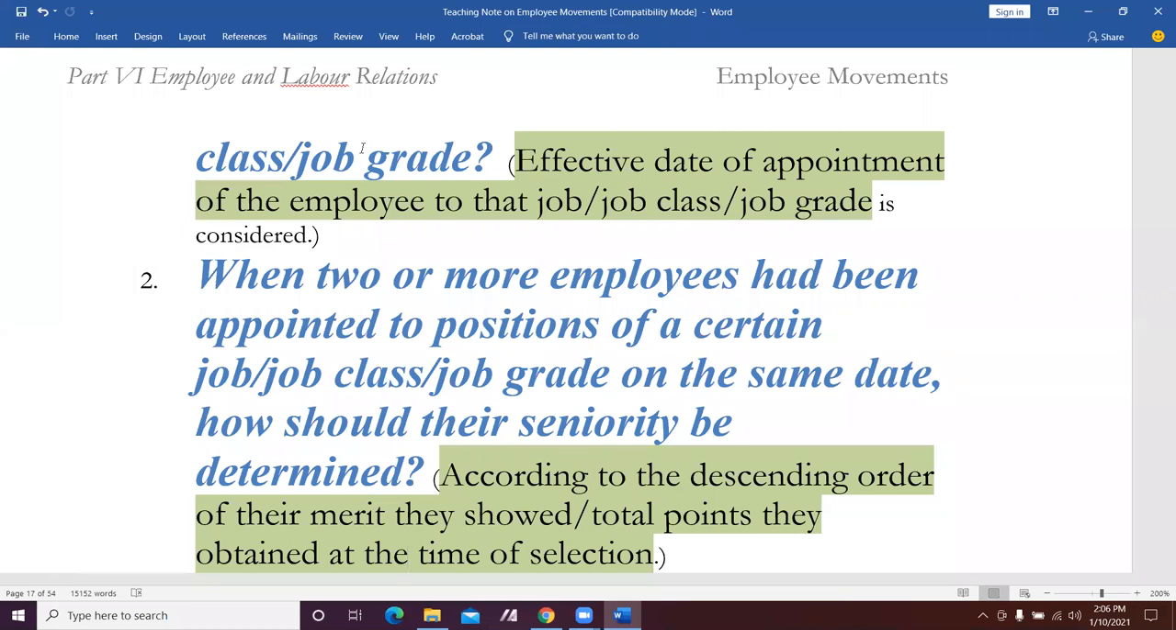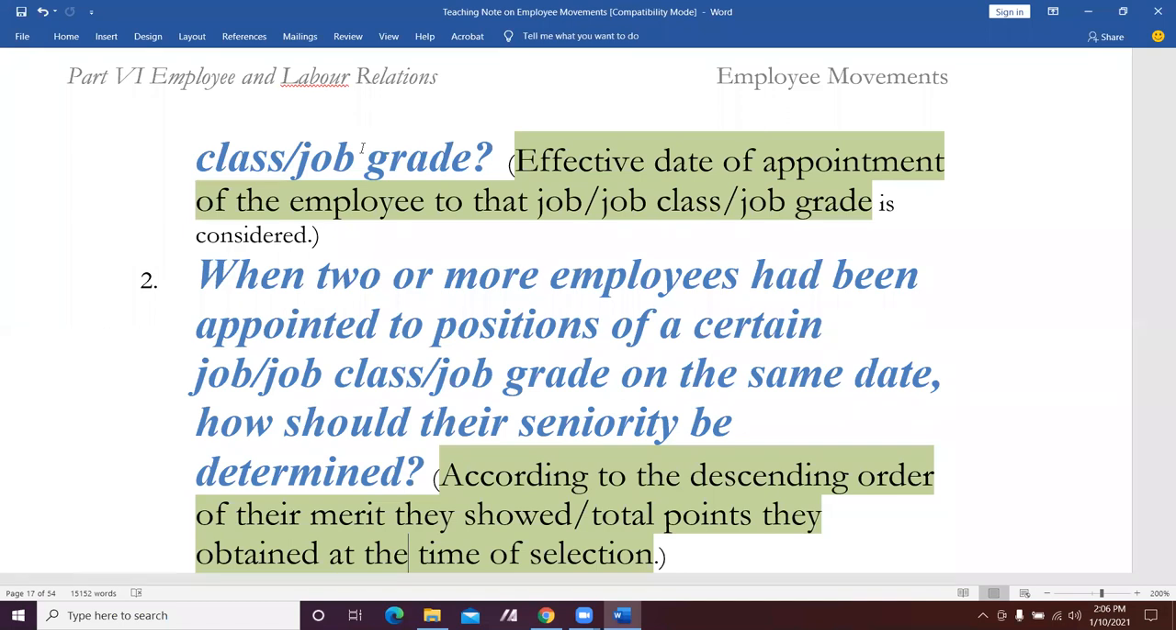Assume 10 people were hired, appointed. Is it practical? Of course. In the government sector, when I was appointed to the Sri Lanka Administrative Service, if my memory is correct, on the same date, 37 people were appointed. When I was appointed to the Sri Lanka Educational Administrative Service, 112, yes, I think my memory is correct, 112 candidates or new employees were selected and appointed on the same date.